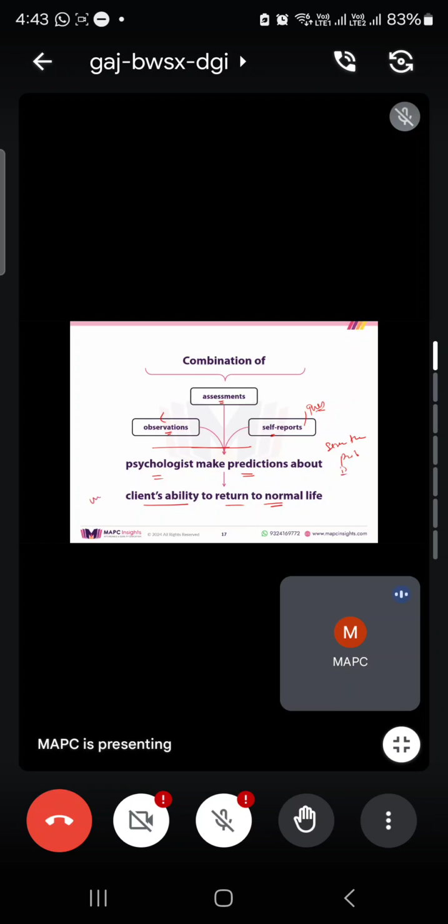If the problem is mild, then it is easy to return to normal life. If the problem is severe, then it is difficult to return to normal life. And all these predictions, all these decisions are based on the combination of observation, assessment, and self report. Based on this, the clinical psychologists predict.